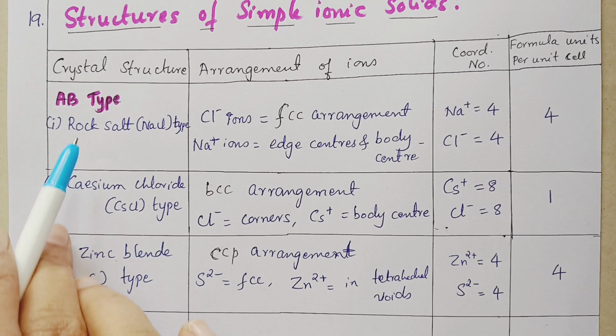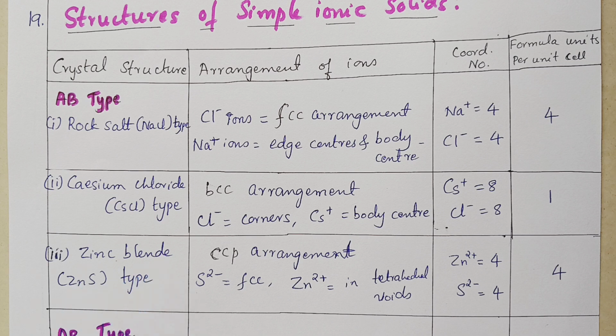The third example under AB type is zinc blende type, ZnS. This compound follows CCP arrangement. Here sulfide ions have face-centered cubic arrangement and zinc ions are found in the tetrahedral voids. So the coordination number of zinc ions is 4, and the coordination number of sulfide ion is 4. Formula units per unit cell is 4.